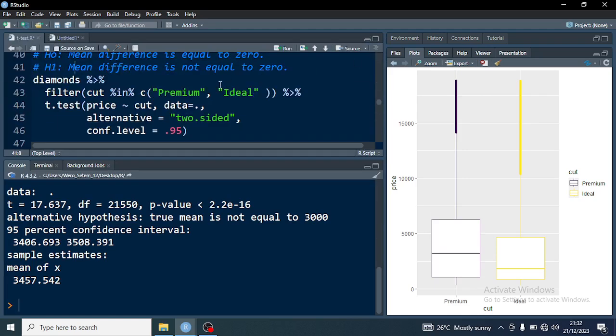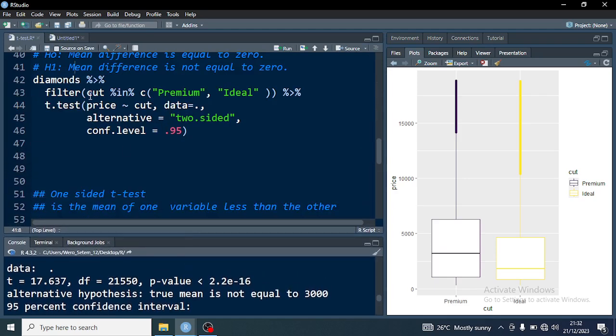Here is the code. I'm saying diamonds. I'm using the pipe operator still. I'm filtering whereby cut is equals to premium or ideal. So I want the observations in the diamonds data frame whereby the cut is in premium and ideal.